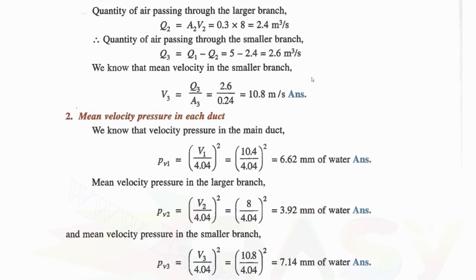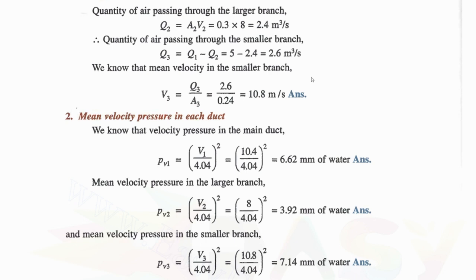Now we have to calculate the mean velocity pressure in each duct. For velocity pressure, we got the formula in the last lecture, that velocity pressure is (V upon 4.04) whole square, which is in mm of water. We have three velocities, so now put them into it and get the value of each velocity pressure or dynamic pressure. For the main duct, we got 6.62 mm of water. For the larger branch, 3.92 mm of water, and for the smaller branch it is 7.14 mm of water.